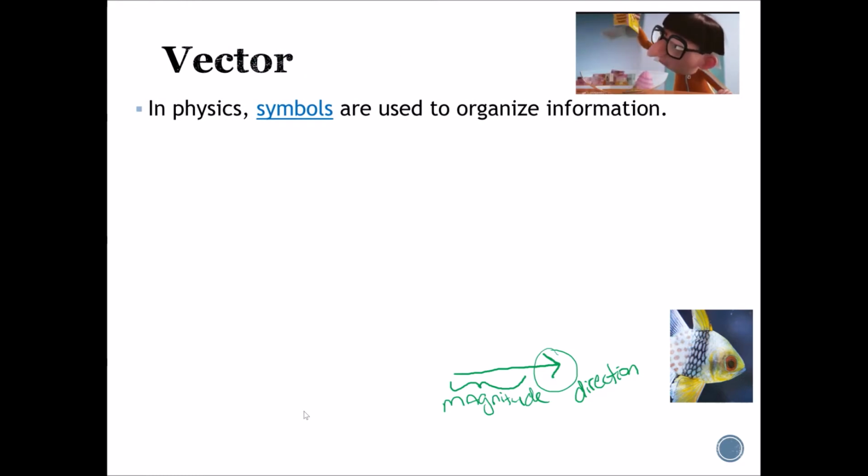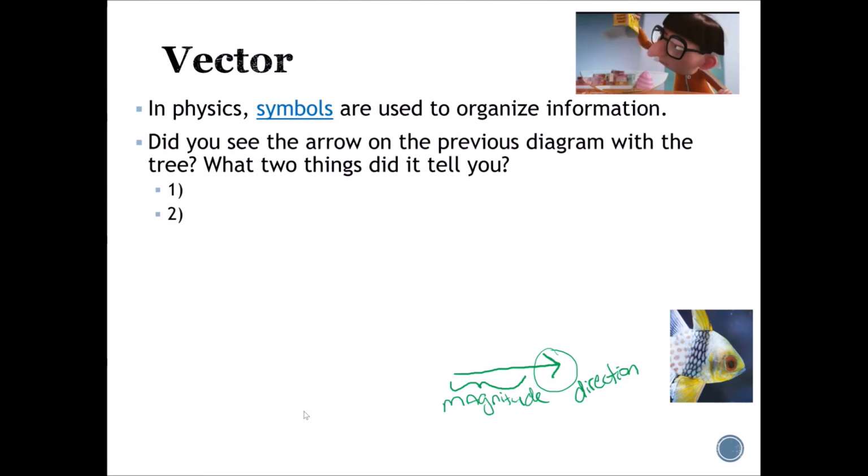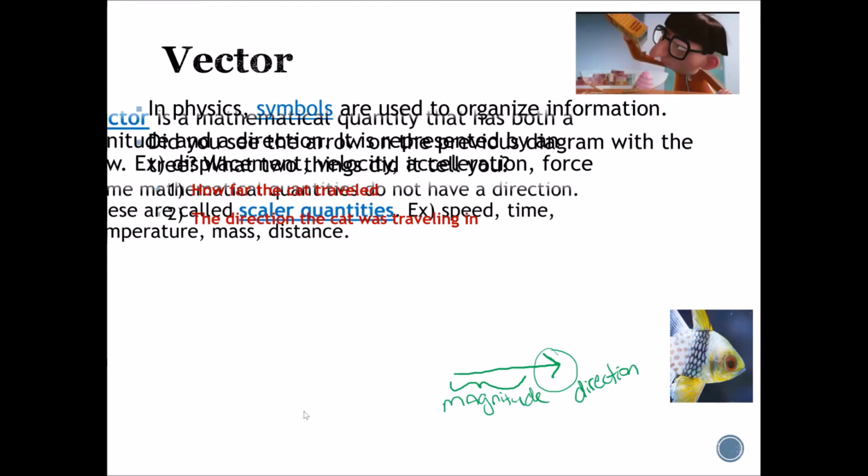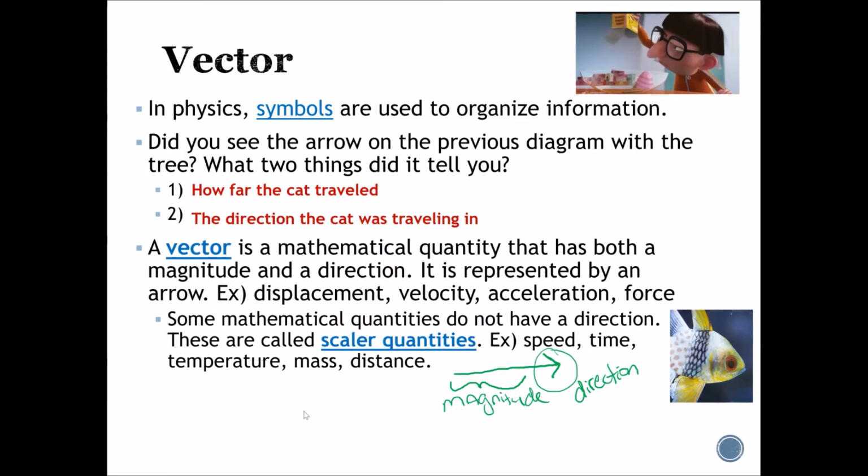In physics, we use symbols to organize information, whether those are letters to represent variables or arrows called vectors to indicate a magnitude and a direction. So the arrow in the previous diagram we said indicated a cat walking to the left of the origin. That told us how far the cat traveled and also in what direction. So that would be a vector quantity. Vector quantity includes both magnitude and direction. Displacement is a vector quantity because it includes direction.